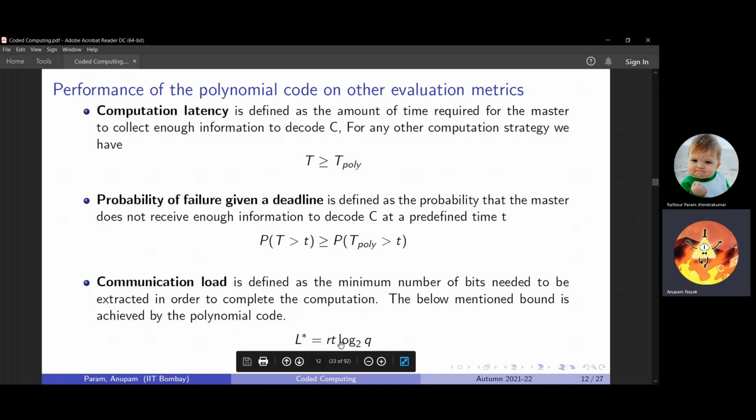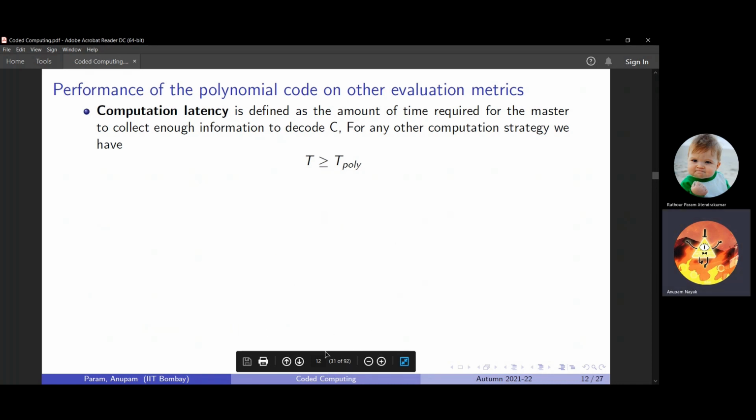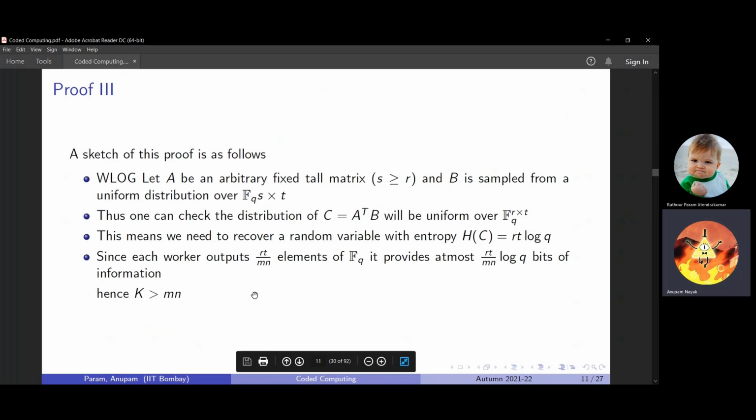And this is achieved by the polynomial code. The proof of it follows very much like this, with minor tweaks here and there.